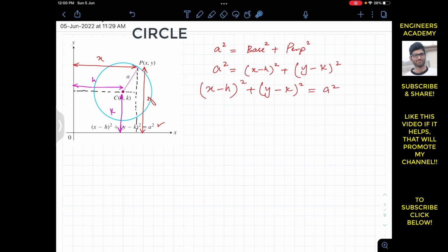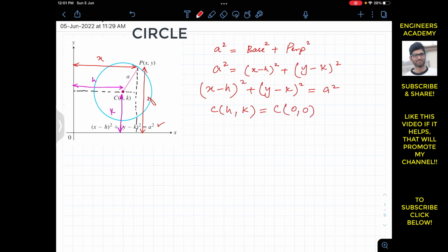So now this a is that fixed distance which we call the radius, and this h and k are the coordinates of the location of the center of a given circle. Now if the center of the circle is at the origin, then the h and k coordinates are both 0.